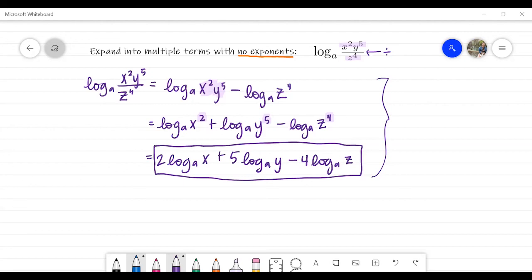So this is a good example of something that is simplified fully using this expansion process, okay?